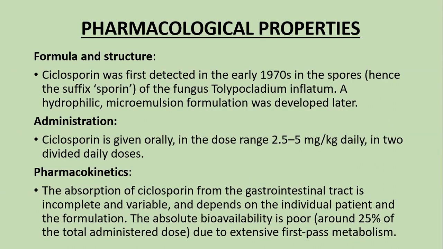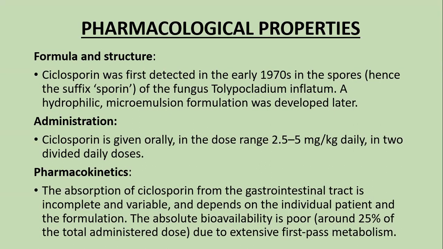Pharmacological properties. Cyclosporine was first detected in 1970 in the spores and hence named with the suffix sporin. The fungus is the Tolypocladium inflatum. A hydrophilic microemulsion formulation was developed later. The drug is given orally in dose range from 2.5 to 5 mg per kg daily in 2 divided daily doses.